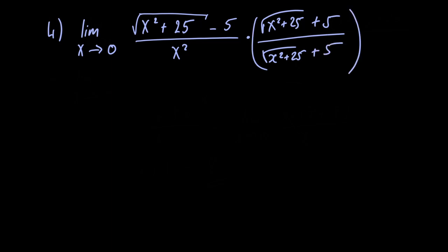And we can do this because we're just multiplying the numerator and the denominator by the same thing. So essentially this expression is still the same. So we have the square root of x squared plus 25 multiplied by the square root of x squared plus 25.